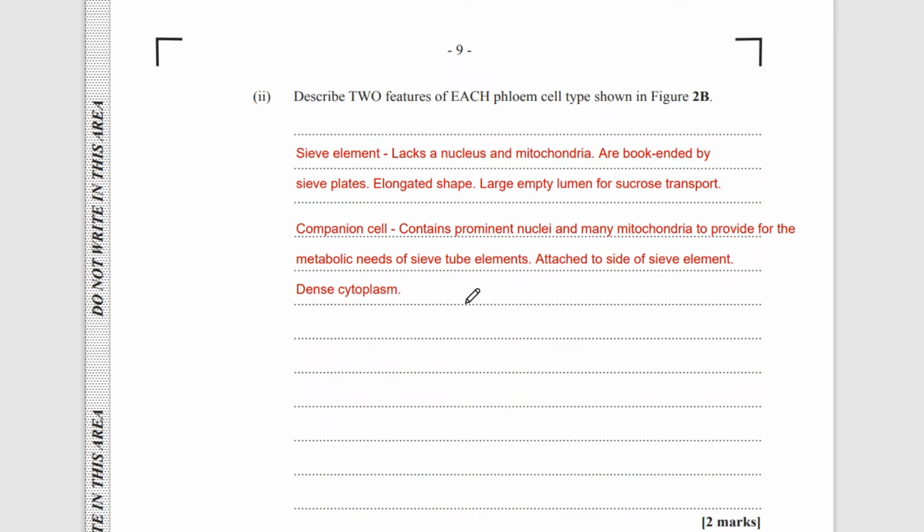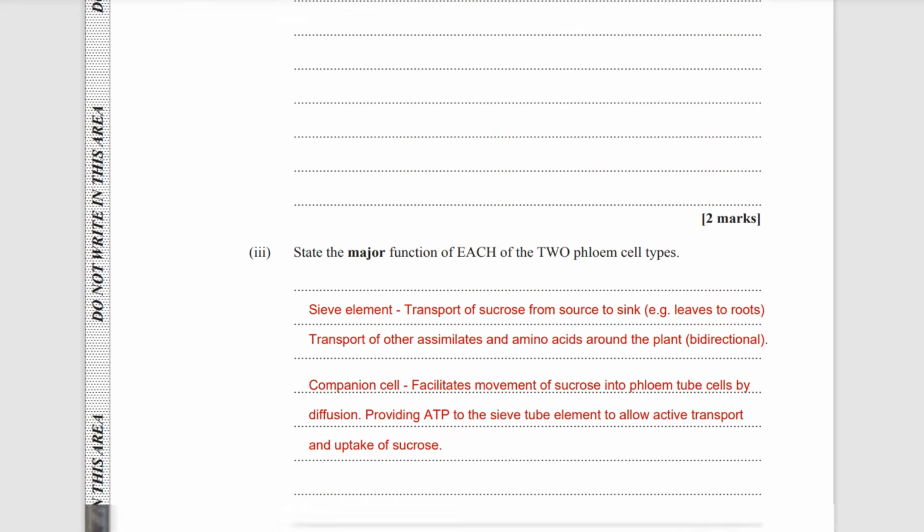Companion cells, well, these have prominent nuclei, and they have many mitochondria to provide ATP for the metabolic needs of the sieve tube elements. And they usually attach to the side of the sieve tube, and their cytoplasm is quite dense.